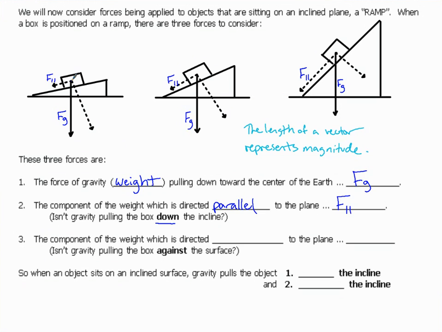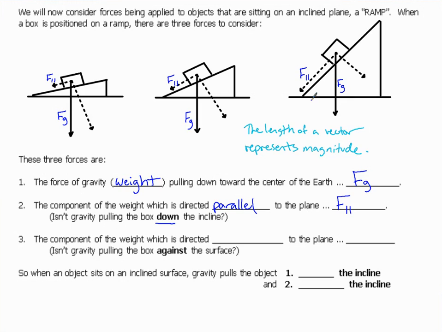On the next ramp, it is steeper. The force parallel is greater than in the first situation. So there is more of a force trying to pull it down the ramp. In the third one, we have a very steep ramp, and the force parallel is very great. The force trying to pull it down the ramp is the greatest in this one than either of the other situations.